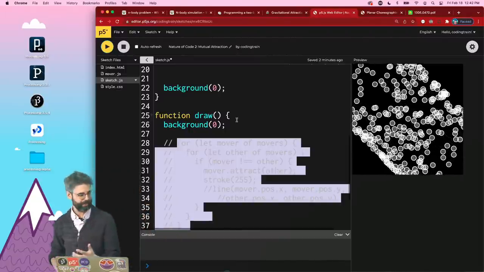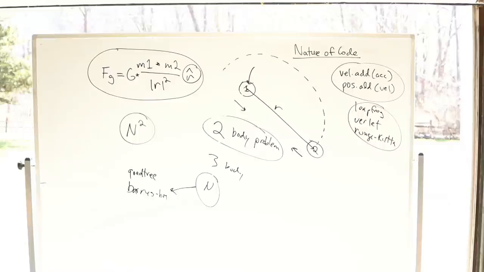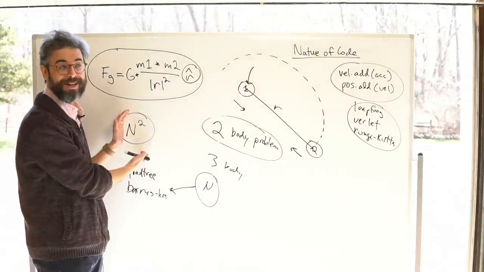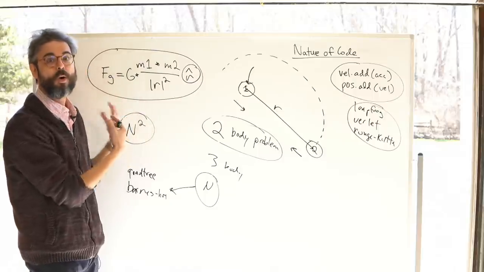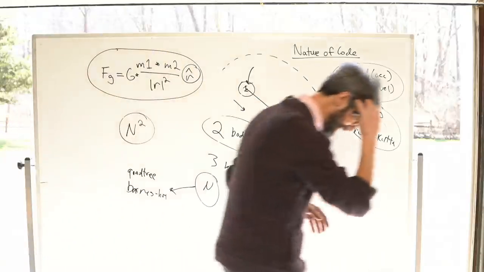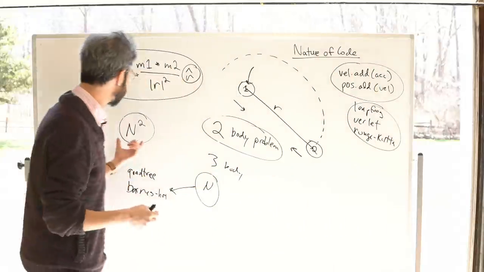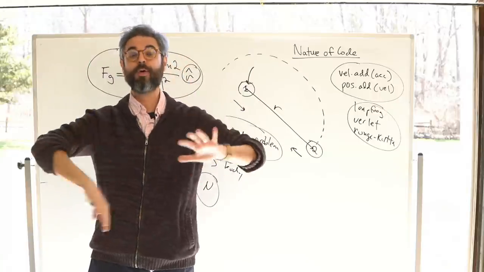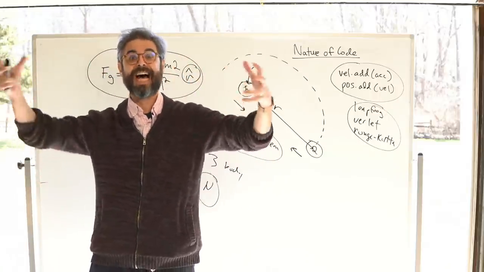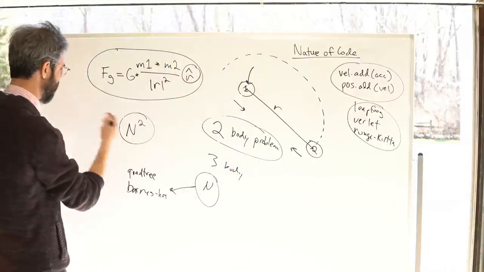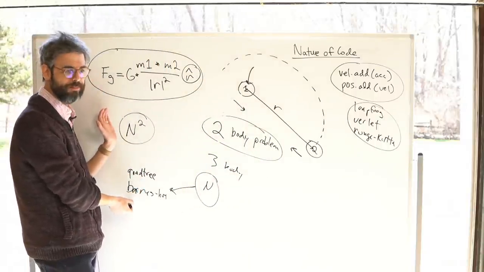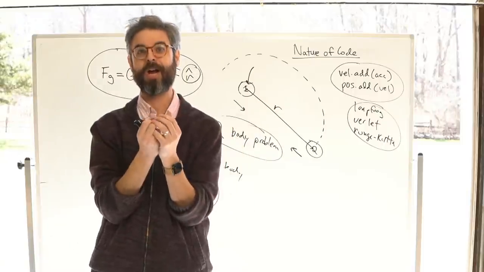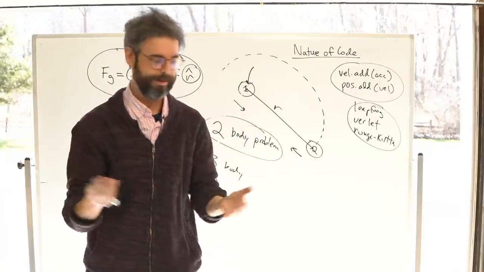What's incredibly slow about this is the n squared efficiency of the algorithm, where every single mover needs to apply a force to every other mover. 100 times 100, that's 10,000 computations. But if we were to optimize this using a quad tree and the Barnes-Hut algorithm, which I'll provide links for in the description, including my quad tree video, we could reduce the complexity enormously to make this run fairly smoothly.